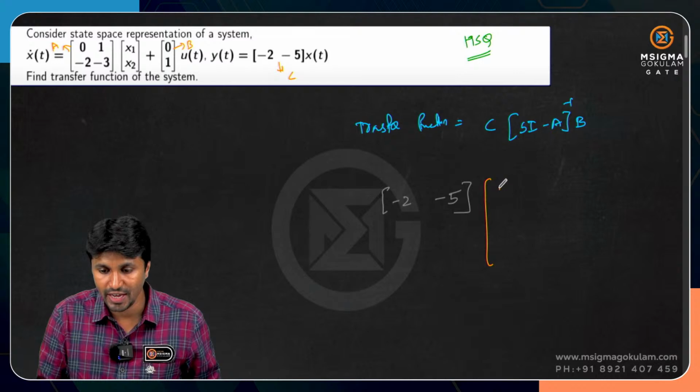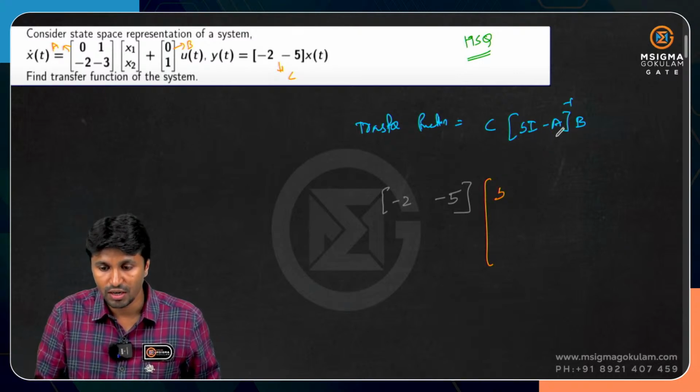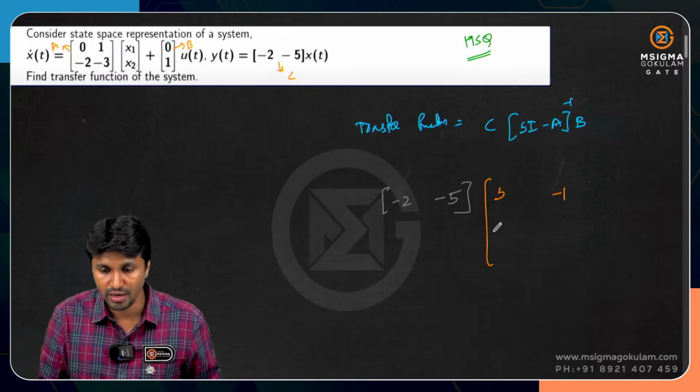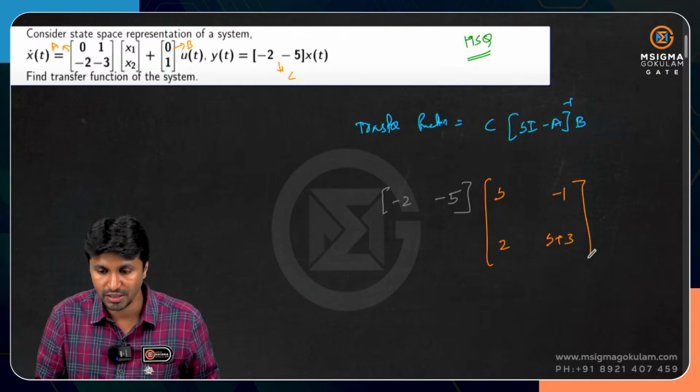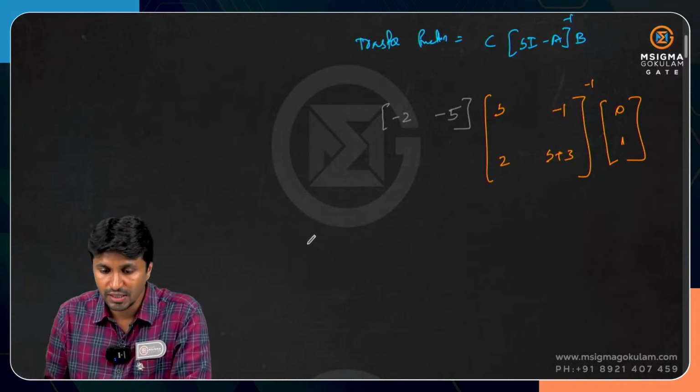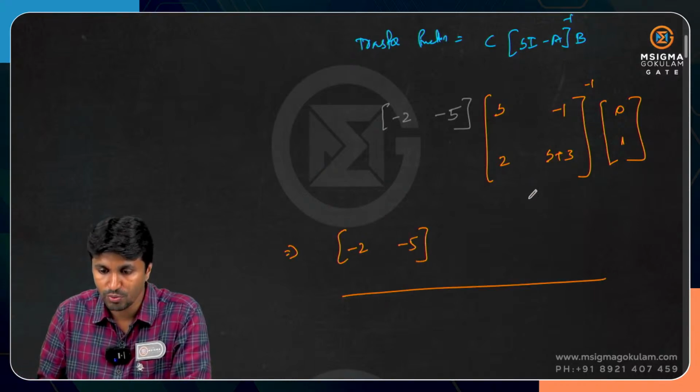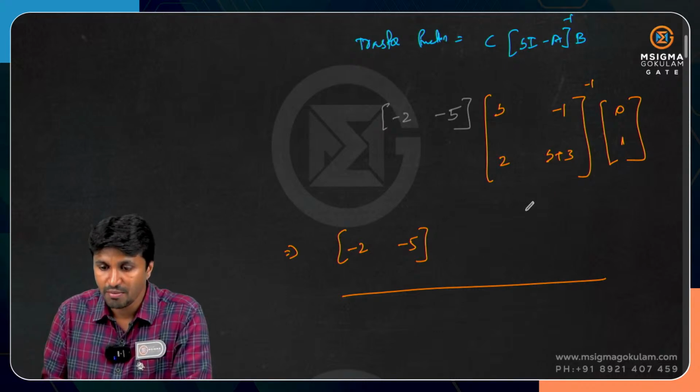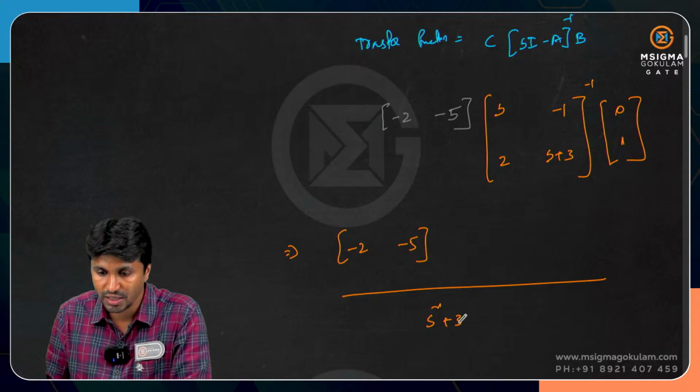And this is sI minus A. So sI minus A: this is 0, so minus A, this is -1, and this is 2, and this is s plus 3, whole inverse, multiplied by B. What is B? B is nothing but 0 and 1, right? So this is -2 -5. Calculate the inverse. The determinant of this is s into (s plus 3) plus 2, so s square plus 3s plus 2, right? So what is the inverse?